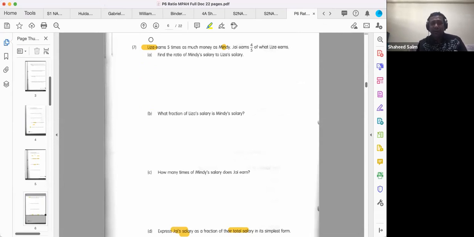Question number 7. Lisa earns 5 times as much money as Mindy. Jai, there's a third person, earns 4/5 of what Lisa earns. In this case, I want you to write down like that, so that you don't get confused. You have Lisa, you have Mindy, and you have Jai. Then you write down and tell me what is the ratio of Mindy to Lisa. You do this working first.